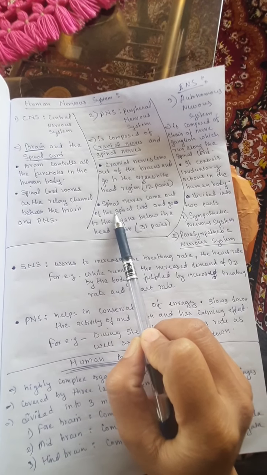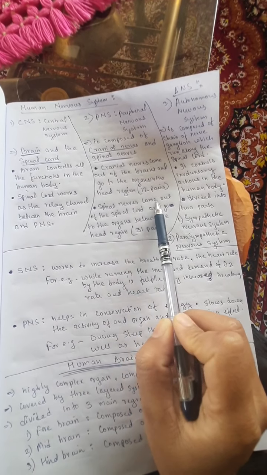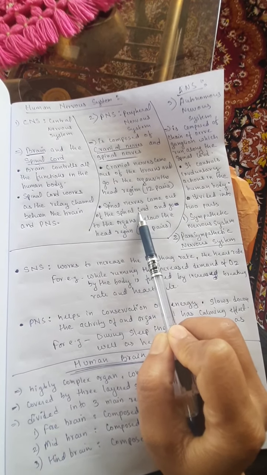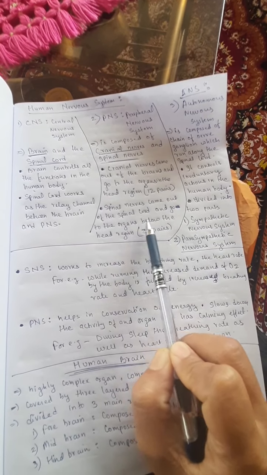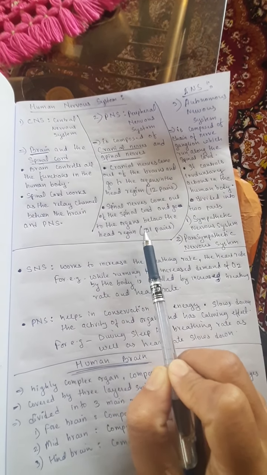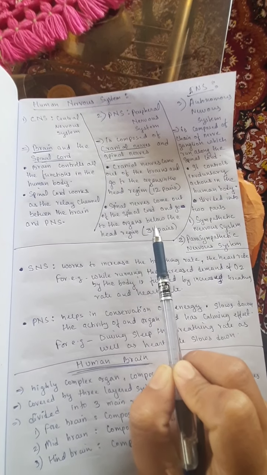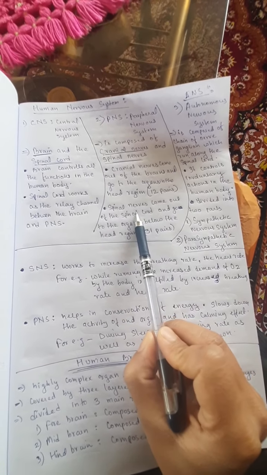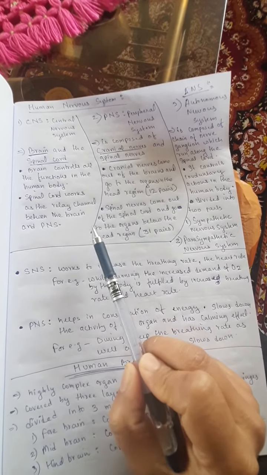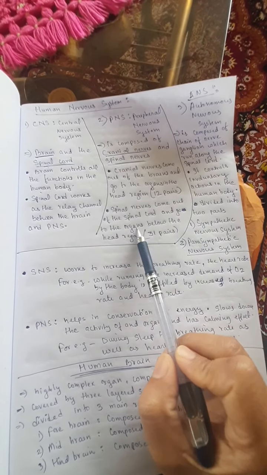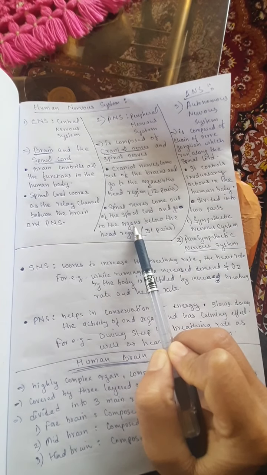Next one is the spinal nerves. Spinal nerves come out of the spinal cord and go to the organs below the head region. They are present in 31 pairs. Now, spinal nerves means nerves coming out from the spine and going to the different parts of our body, to the different organs.